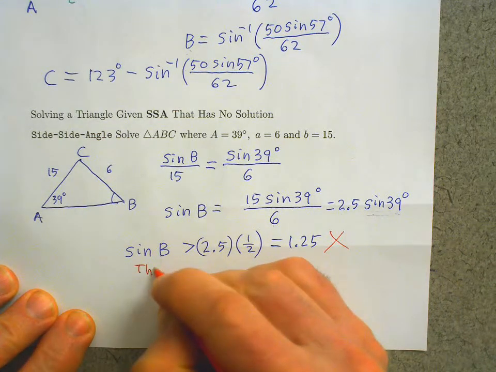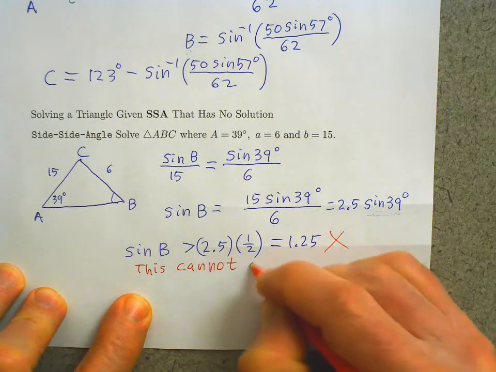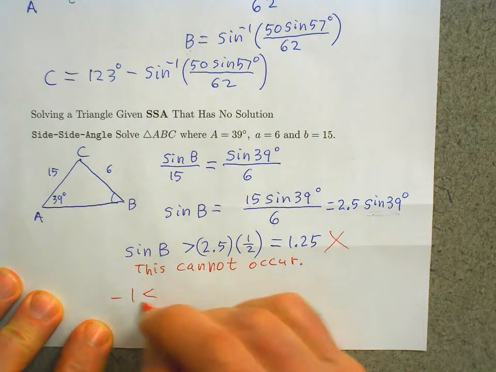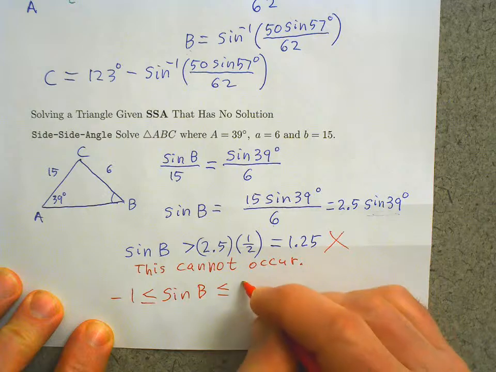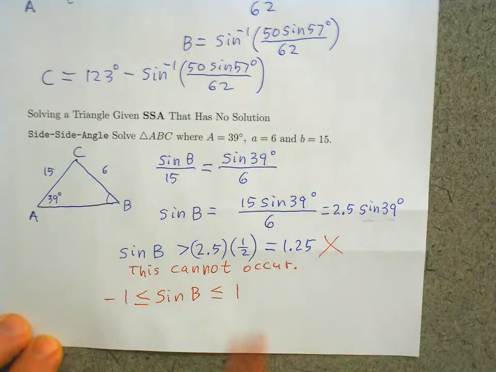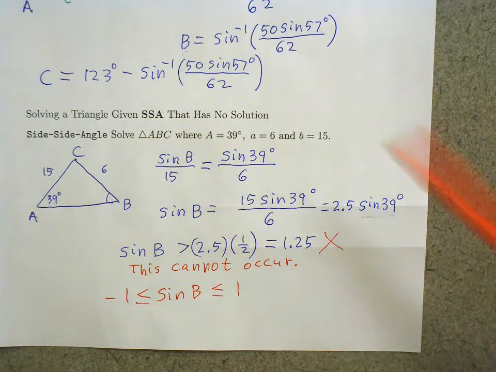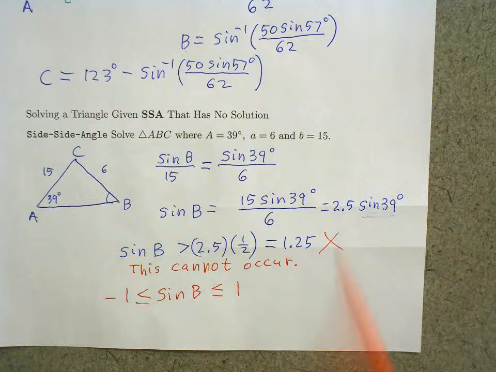This cannot occur. The reason is -1 has to be less than or equal to sine of b, which has to be less than or equal to 1. So this is a case where there's no such triangle that has those quantities. So we say that there's no solution.